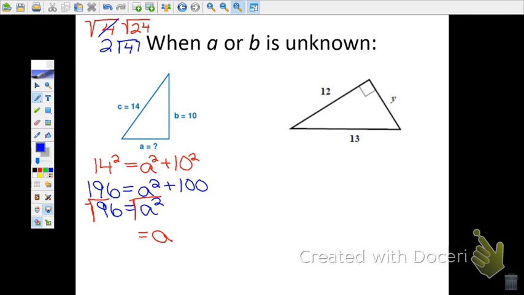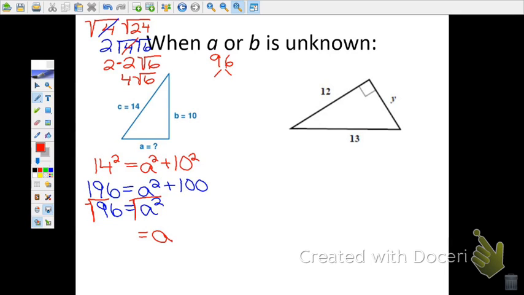Square root of 4 times square root of 4 times what is 24? 6. So again, square root of 4 is 2. Is there a perfect square that goes into 6? No. So 4 square root of 6 is the answer.